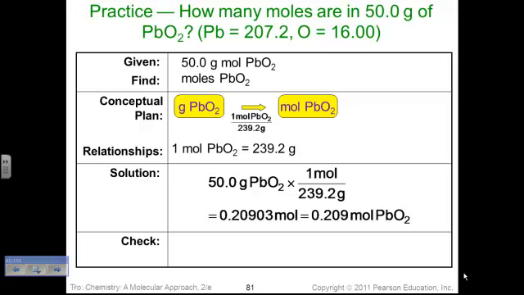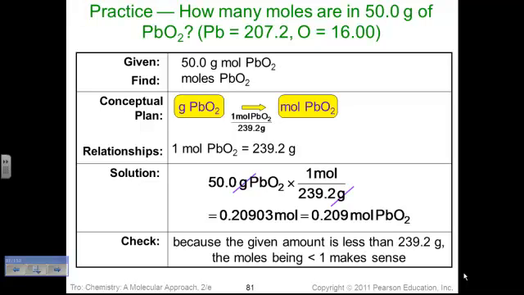On your calculator, you would hit 50 times 1 divide by 239.2, or simply 50 divide by 239.2. When you do, your calculator screen will read 0.20903 moles. Changing grams into moles, we simply divide by the formula weight. Rounding to 3 significant digits, we come up with 0.209 moles of PbO2.